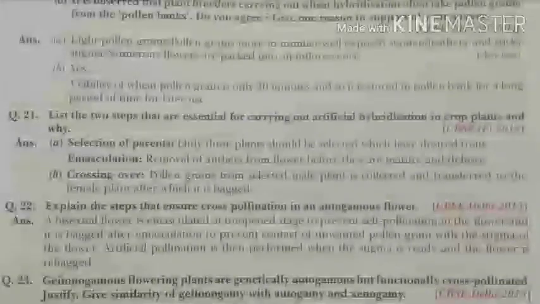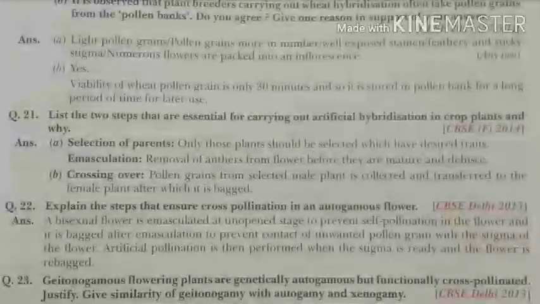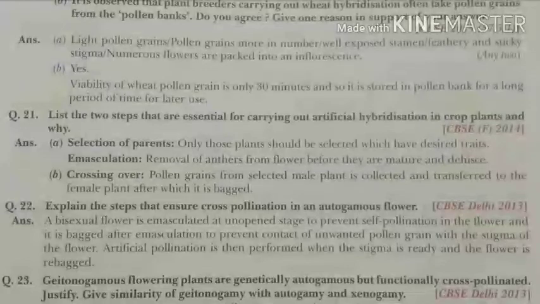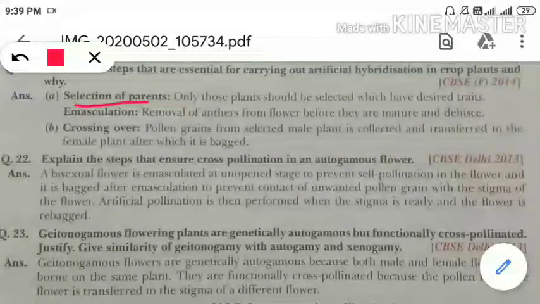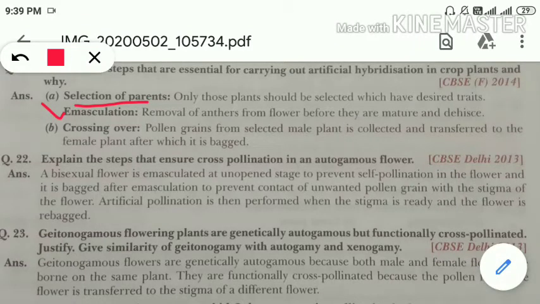Now, list two steps essential for carrying out artificial hybridization in crop plants and why. The first is selection of parent. This step is very important. That means which plants or parents are desirable, we have to select first. After that, emasculation, which means removal of anthers. If the flower is unisexual, that means only a pistillate flower is there, then there is no need of emasculation.